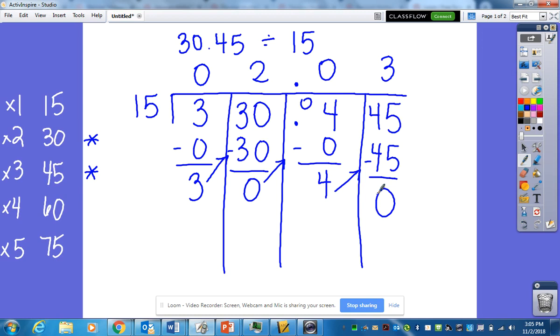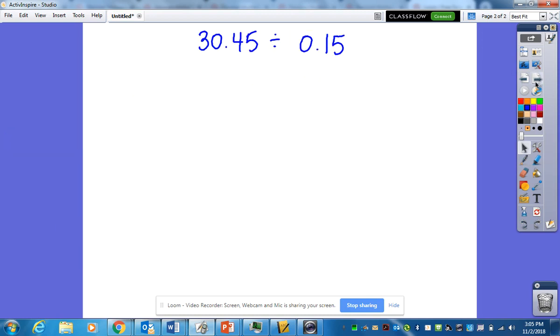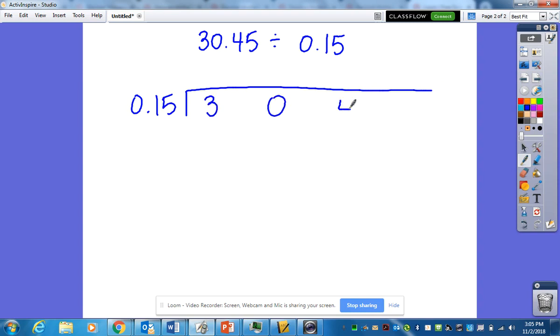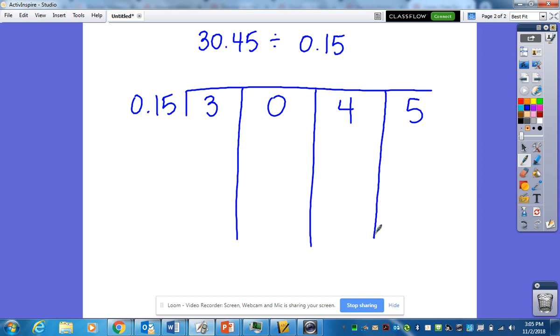Let's try the same problem, but this time the divisor is 15 hundredths, so there's a decimal in my divisor. I'm going to set it up the same way, drawing lines to create boxes to help me organize my thinking. There's a decimal right here in my dividend, 30 and 45 hundredths.